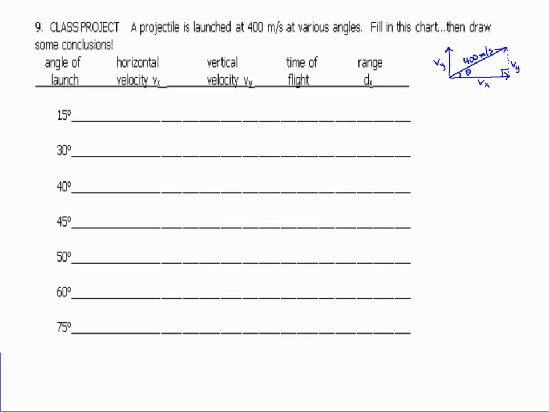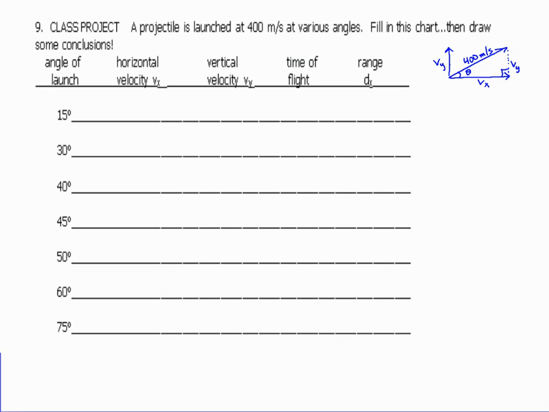Okay, this is Physics Unit 4. We're on page 4, looking at number 9. This says class project, and normally how this works is each student would work on one of the lines, and we would come together and discuss. But we're going to do these all since we're not here, and this is just the video.